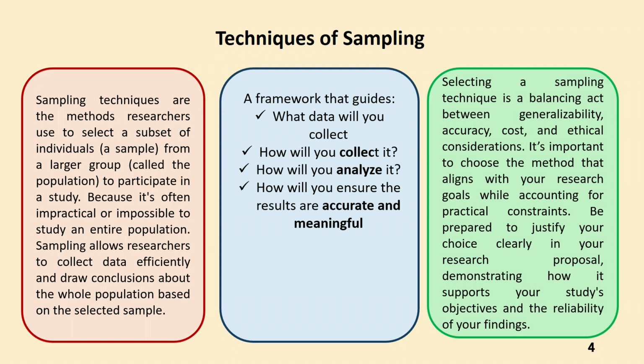Be prepared to justify your choice clearly in your research proposal, demonstrating how it supports your study objective and the reliability of your findings. So you can see here that whatever we are discussing is actually the spine of your research, because whatever you have articulated or defined, whether your variable or other components of a research proposal, this is the phase, this is the point where you are going to utilize all of them.